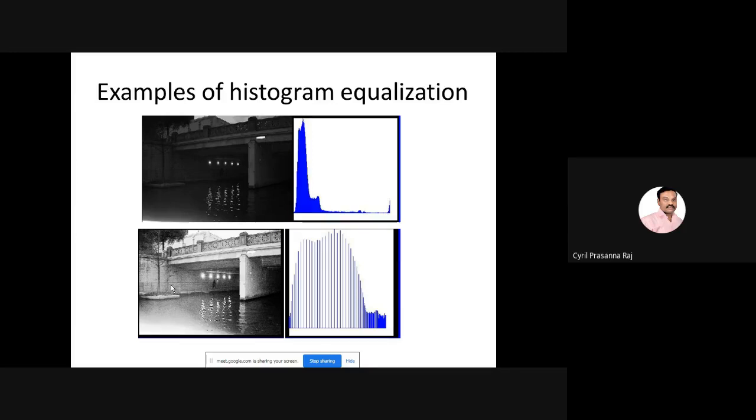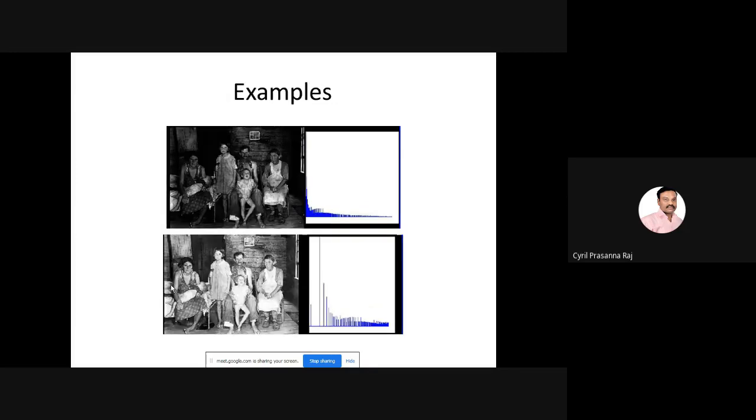Let us take a few more examples. Here again, the picture on top has a histogram with all of it towards the left. That means it is totally dark in color because 0 is dark. Now, when you stretch or normalize the histogram of all the pixels so that it spreads across the entire range from 0 to 255, in this image you are able to see more information. You are able to increase the contrast of the image. This change in the image is achieved using a method called histogram equalization.